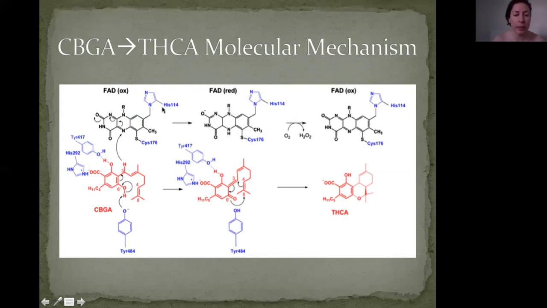And here, as I mentioned, are the histidine 114 and cysteine 176 residues that are part of THCA synthase bound to the FAD moiety to aid with the catalytic reaction as well.